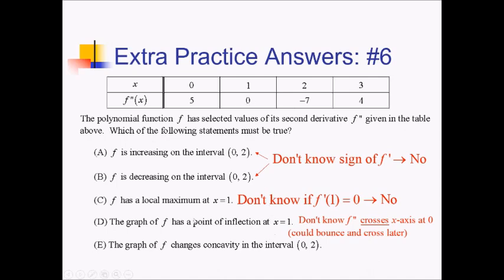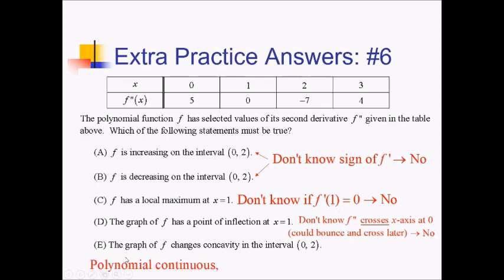Last option, graph of f changes concavity in the interval 0 to 2. Now this we can prove, and the way we're going to do it, the original function is a polynomial. That means when you take the derivative, f prime is a polynomial. The derivative of a polynomial f prime is going to be a polynomial f double prime. We know that f double prime is a polynomial, which means it is continuous. So this last one was no, just to finish that thought.